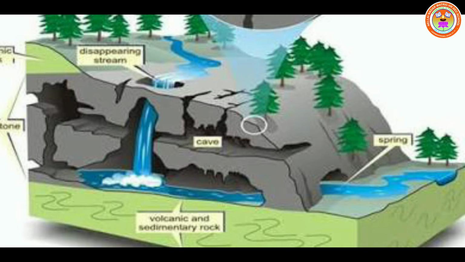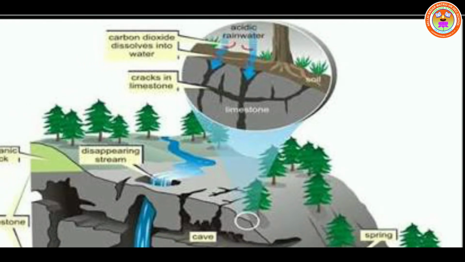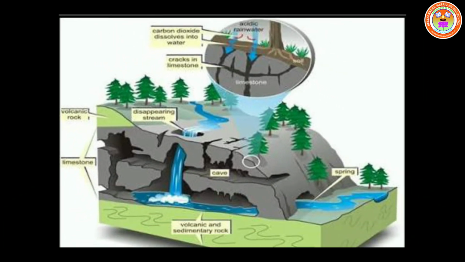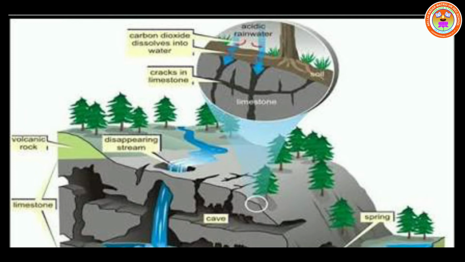See children, in the picture it is given under the earth, the volcanic and sedimentary rocks and the disappearing stream, and how acidic rainwater and carbon dioxide dissolve with water and make cracks in the limestone. You can see all these on the screen. So karst topography means groundwater is an active agent in the limestone region. The world's largest karst area is the Nullarbor, located on the Great Australian coast, and some other karst regions are also found in southern France, Spain, Mexico, Jamaica, Western Cuba, Central New Guinea, Sri Lanka and Myanmar.